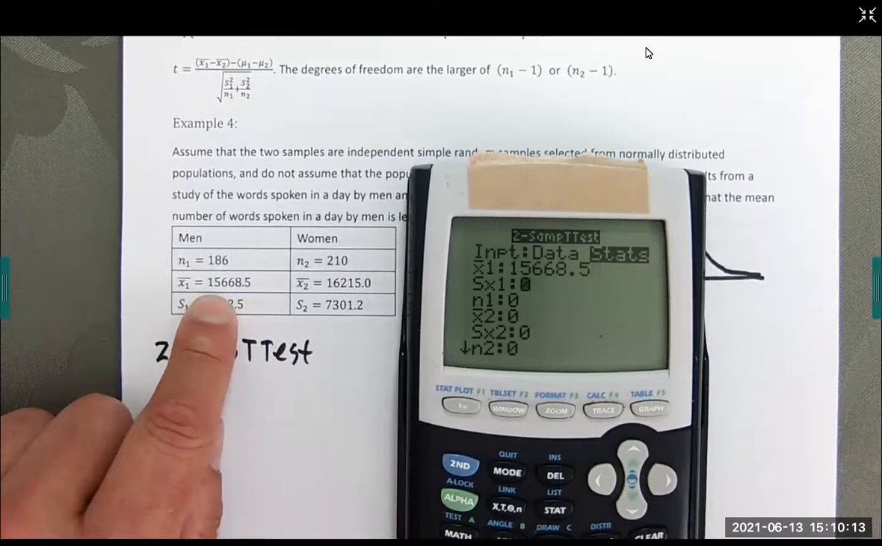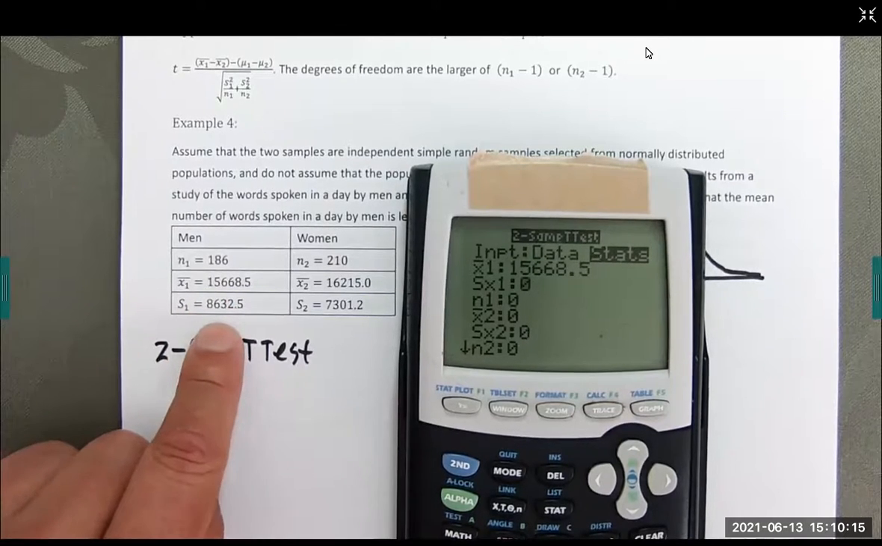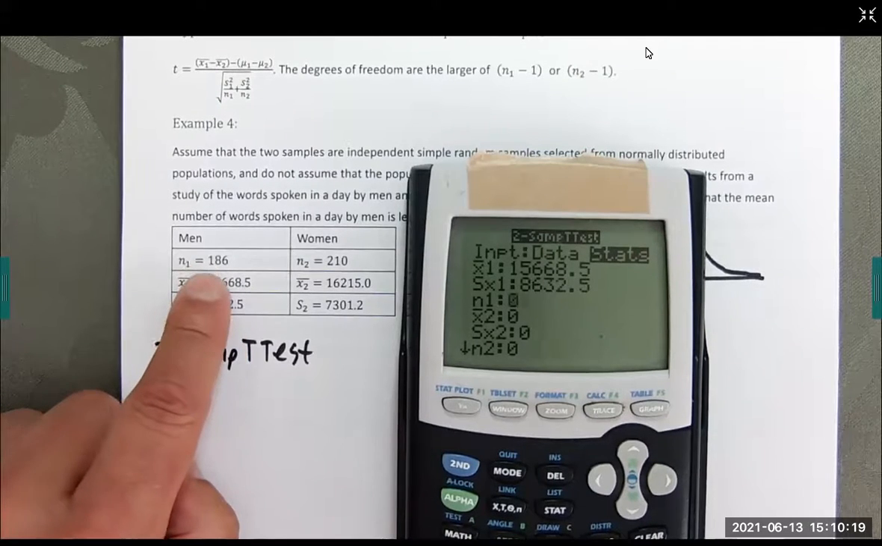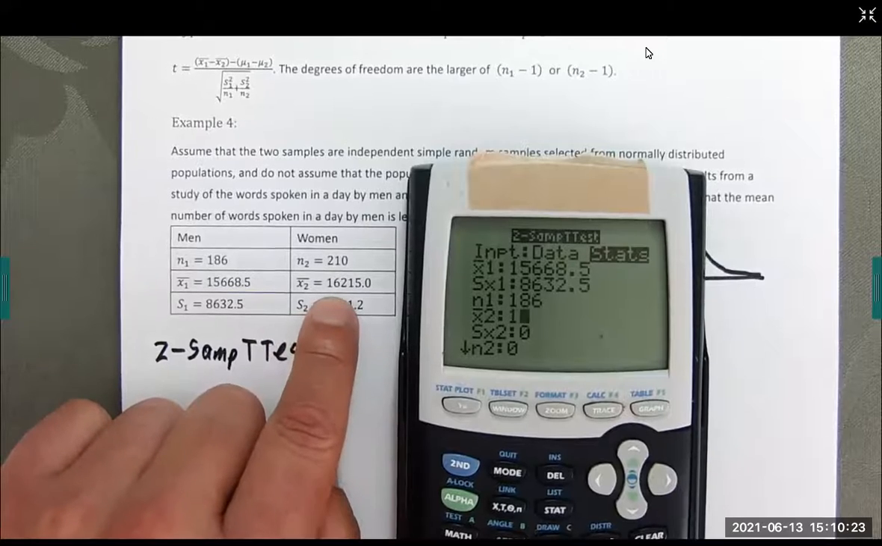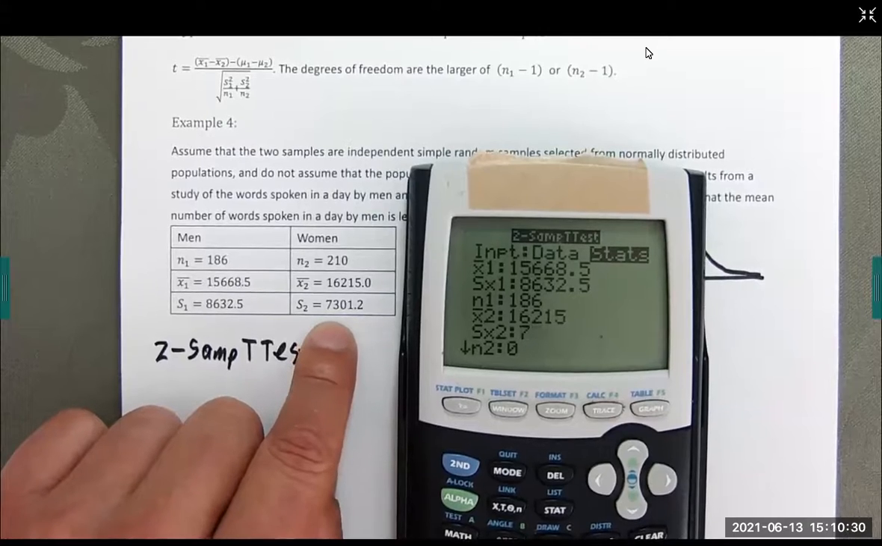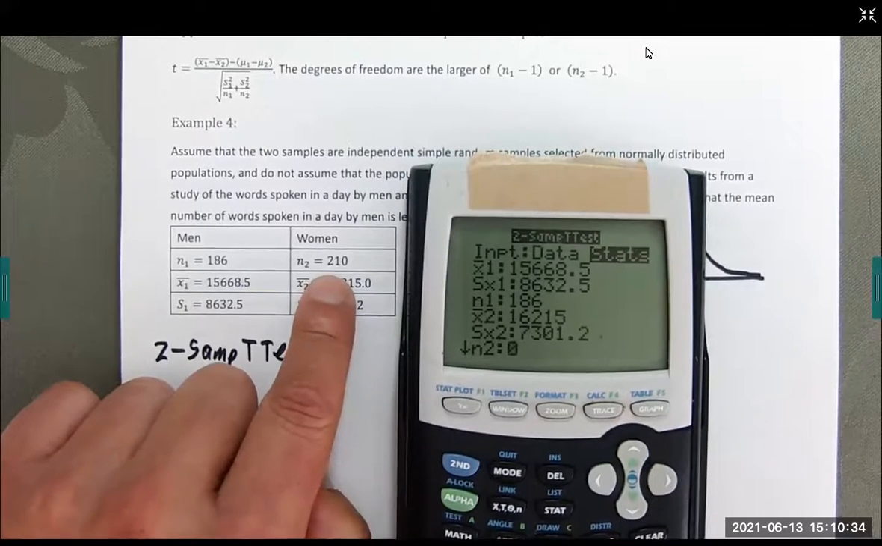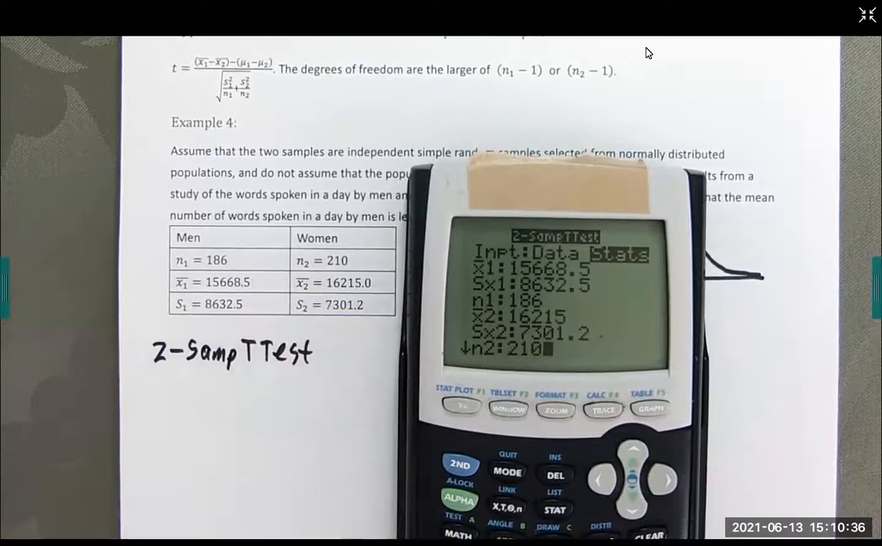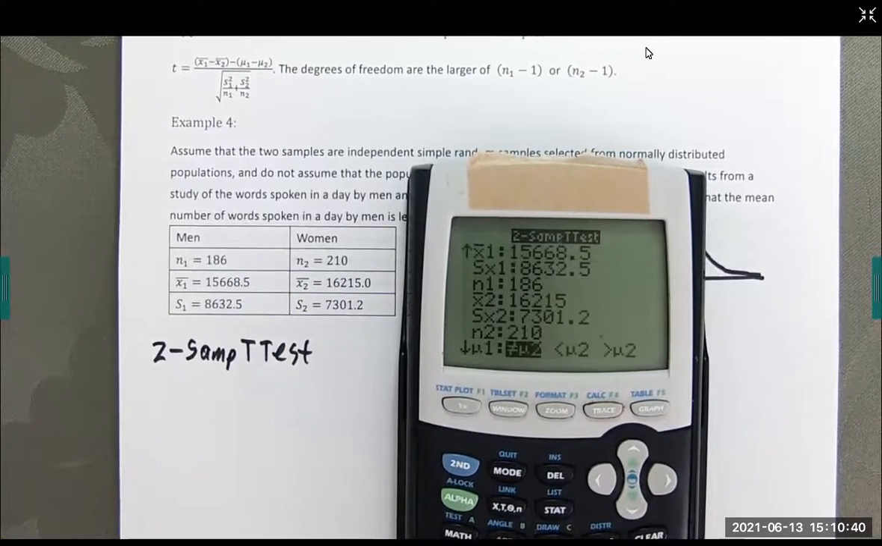x bar 1 is 1566.8.5. Standard deviation 8632.5. n sub 1 is 186. Here we have 16215. We have 7301.2. 210. Now this is going to calculate the degrees of freedom using that more complicated way, which is fine. It won't affect our answer.